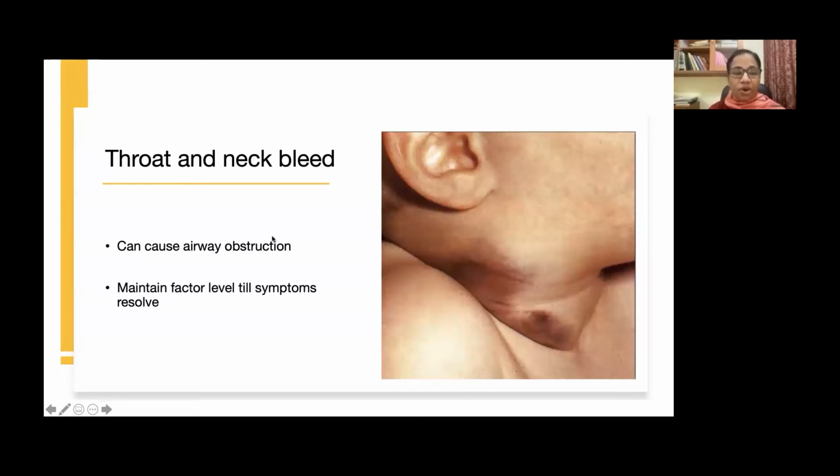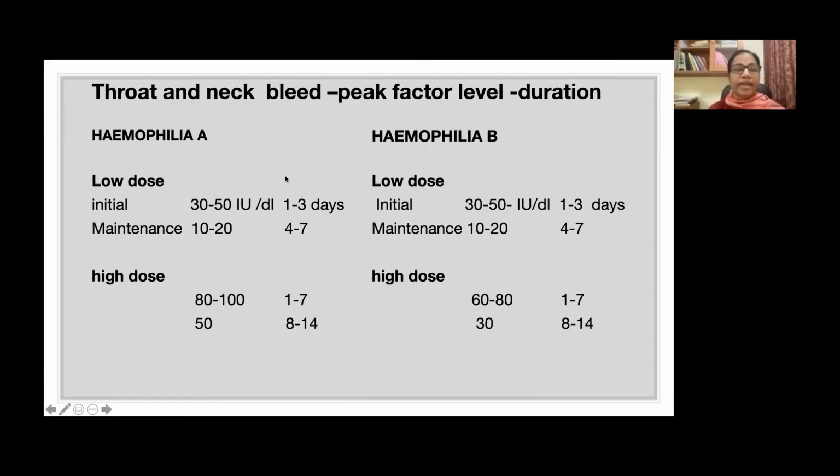Throat and neck bleed is not that rare. The problem is that it can cause an airway obstruction. So you have to admit, observe the child, and adequate factor should be maintained. In throat and neck bleed, the recommendation for low dose pattern is 30 to 50 for 1 to 3 days, and it should be maintained for 4 to 7 days. Same in case of hemophilia B, and high dose is just like for meningitis and IC bleed, that is 80 to 100 for 1 to 7 days, followed by 50 for 8 to 14 days. A similar pattern is followed in case of hemophilia B also.